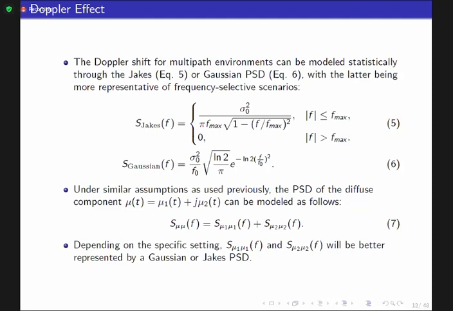Depending on the scenario that you're studying, you tend to use one over the other. Usually, the Gaussian PSD is commonly associated with more frequency selective scenarios, so less of a flat channel response. Very similar to what we did with multipath, you can usually separate the power spectral density of the diffuse component into two different elements. And like I said, depending on the setting, you tend to model the scenario better with a Gaussian or a Jakes PSD.